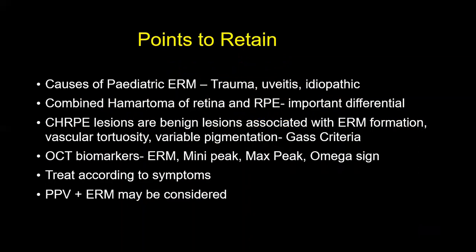With this, I would again like to draw your attention to the points to retain from this iCast. Causes of pediatric ERM include trauma, uveitis, idiopathic. Combined hematoma of retina and retinal pigment epithelium is also an important differential. These lesions are benign, associated with ERM formation, vascular tortuosity, and variable pigmentation. OCT biomarkers include ERM formation, mini peak, maxi peak, and omega sign. Treat according to the symptoms. PPV plus ERM removal may be considered.